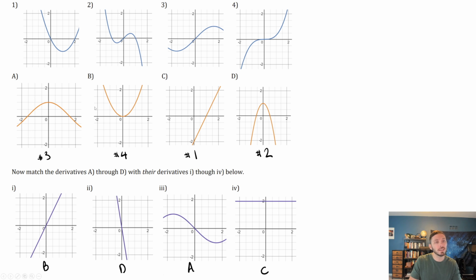And then if I look at B, it's a negative slope to positive slope. So that one only matches with the first one right here.